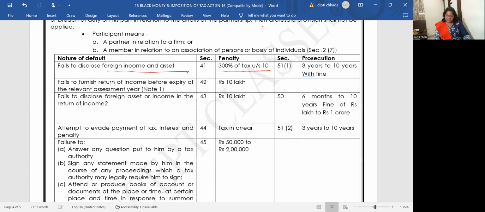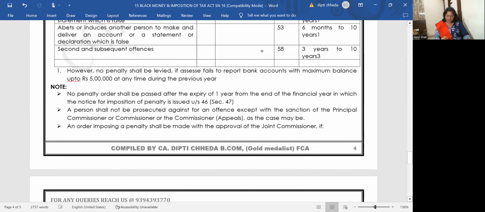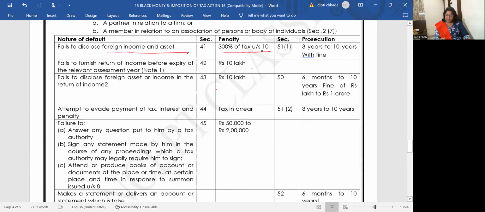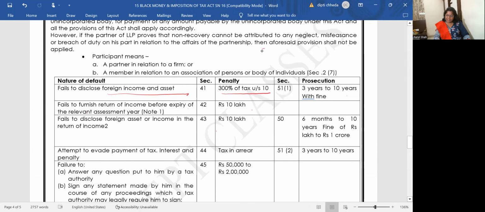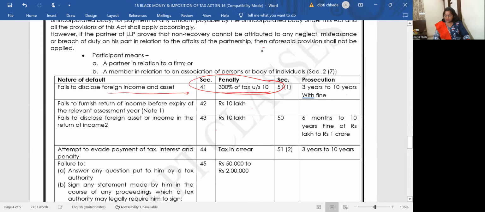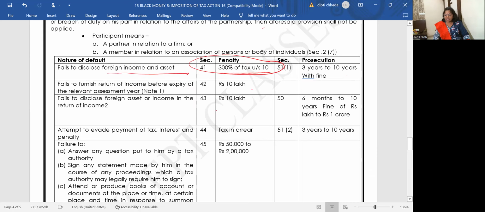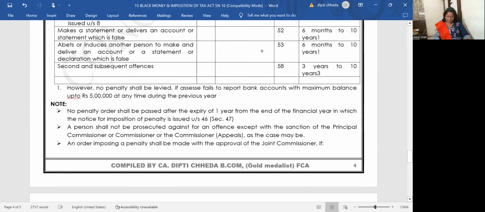Failure to furnish the return of income before the expiry of the relevant assessment year, then 10 lakh. Failure to disclose foreign income, I think leave this, don't even read it, because you won't remember so many things. This is the one thing you should remember: if you don't disclose, 300% and 3 years to 10 years imprisonment.